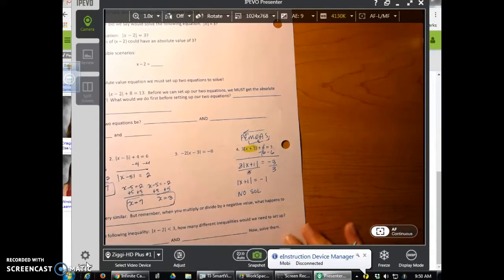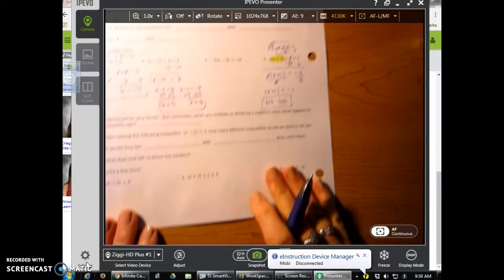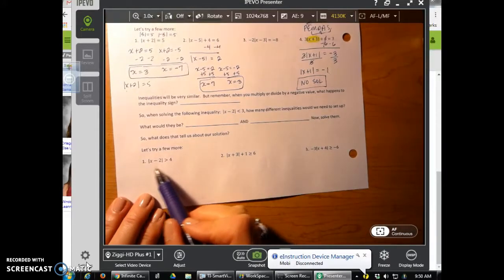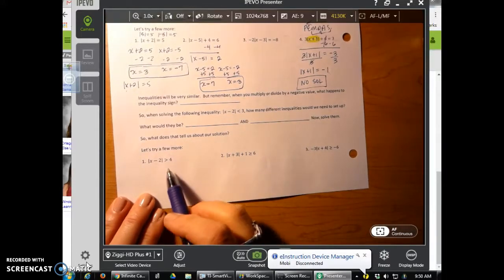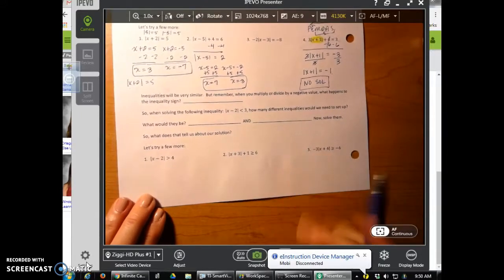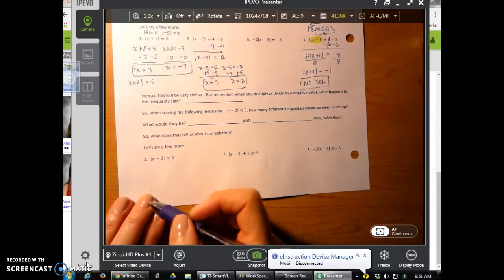Okay, now let's try a couple of inequalities. Those were all equations that we were solving. So let's try a couple of inequalities. So I'm going to start by looking at this and remembering that if I divide or multiply by negative, I have to reverse that symbol. Okay, so this is isolated, and I know I'm going to have two different equations just like up above.